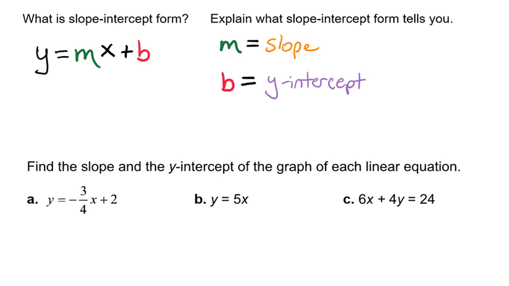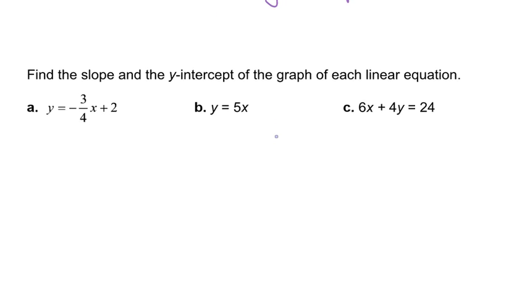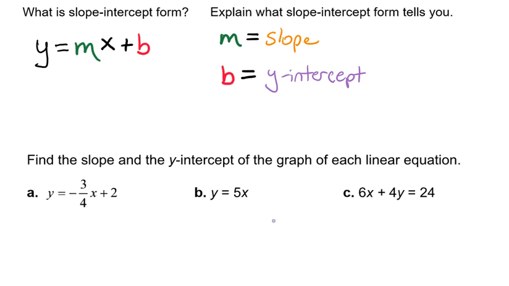So we're going to go ahead and do some examples where we find the slope and the y-intercept of the graph of linear equations, because now we know what slope-intercept form tells us. So let's take a look at these. For part A, we have y equals negative 3 over 4x plus 2.